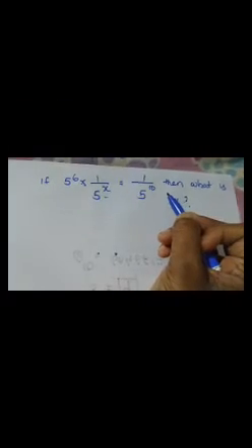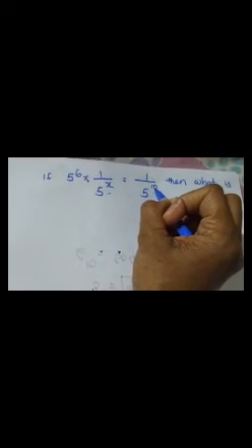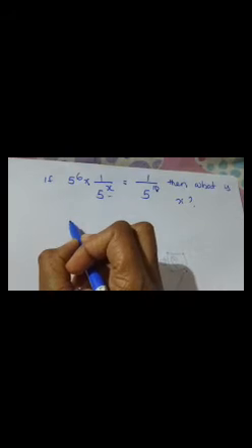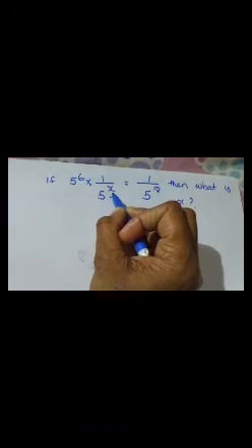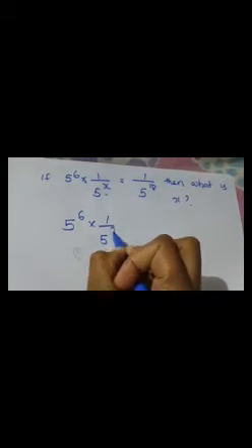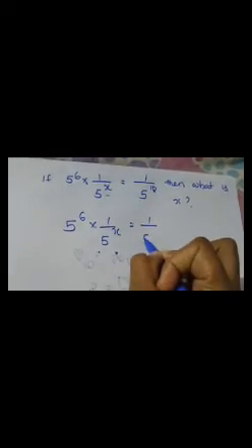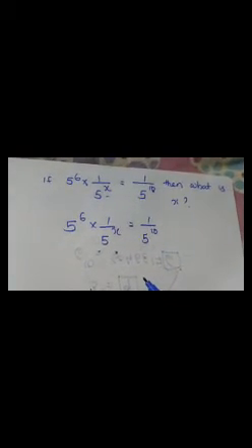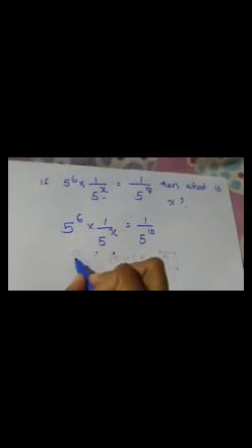This is your last one. If 5 raised to 6 into 1 by 5 raised to x is 1 by 5 raised to 10, then what is x? We want to find out the value of x. Okay, here the overall is 10. If we need to find out the value of x, that is 5 raised to 6 into 1 by 5 raised to x is equal to 1 by 5 raised to 10. In a mathematical way, we can do this like this.